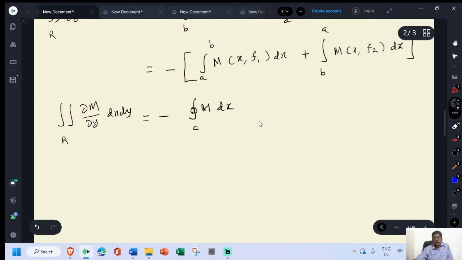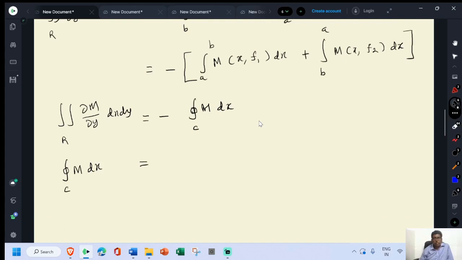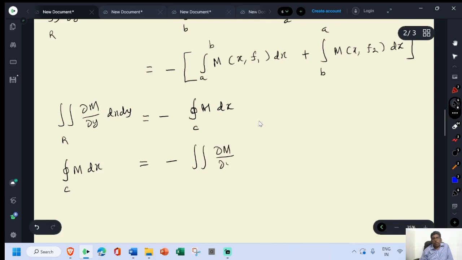From the above relation we can write the integral of M dx over the closed curve equal to minus the double integral of ∂M/∂y dx dy. Keep this as equation 1. I have just multiplied both sides by a negative sign: minus the double integral of ∂M/∂y dx dy equals the integral of M dx.